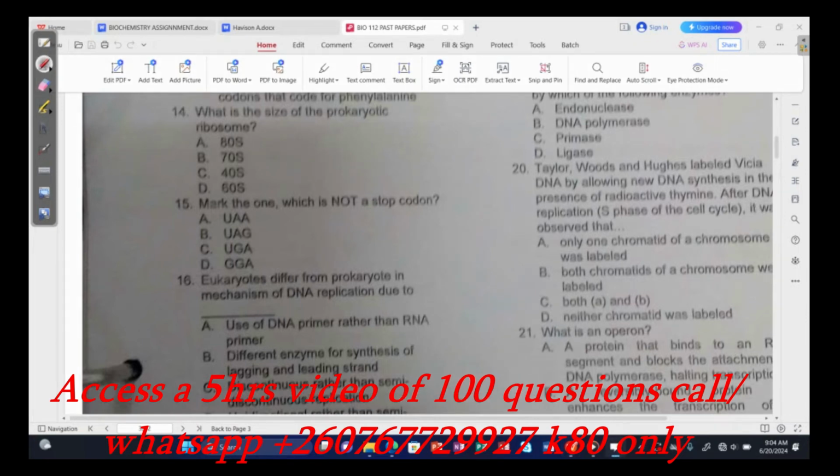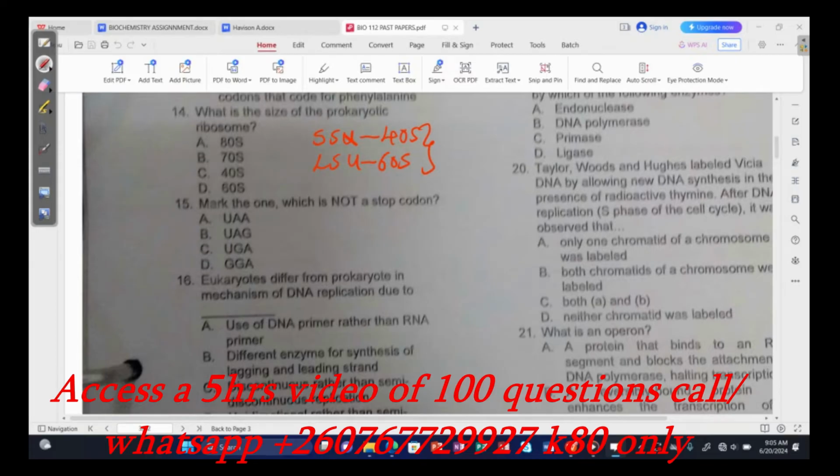Question 14, which reads, what is the size of the prokaryotic ribosome? Before we come there, what we know is that each ribosome, be it in a eukaryotic or prokaryotic cell, has both the small subunit as well as the large subunit. I'll start with the eukaryotic cell. The size of the small subunit in a eukaryotic cell is 40S, while the large subunit is 60S.